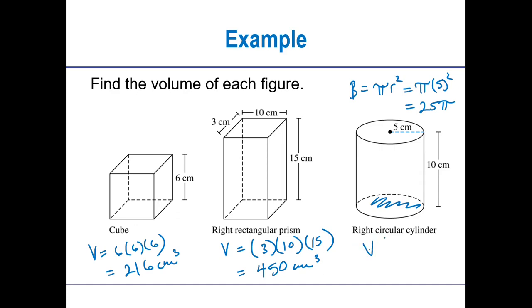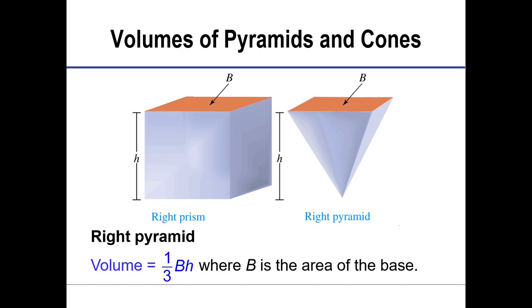The volume of a right circular cylinder is equal to the base times the height, and in our case the area of the base is 25 pi, and the height is 10, so the volume is just 250 pi centimeters cubed. For the volume of a right prism, we multiply the base times the height. For a right pyramid, however, the volume is equal to 1/3 base times height, where B is the area of the base.